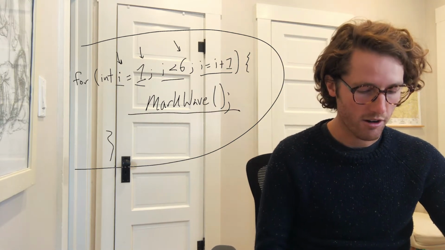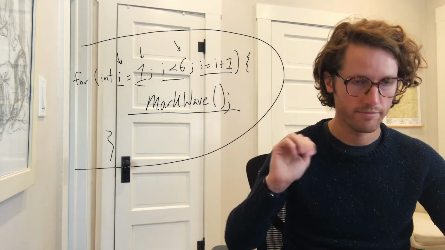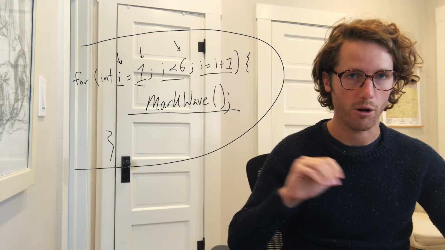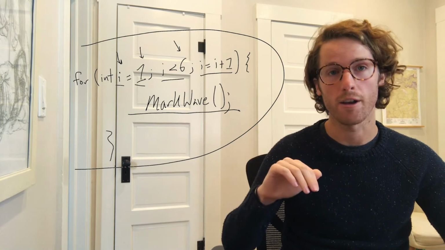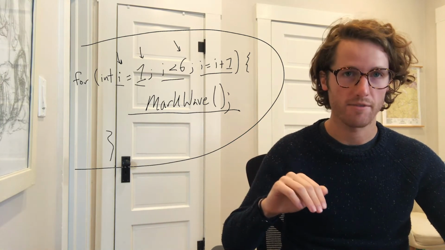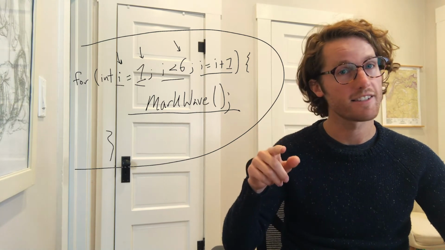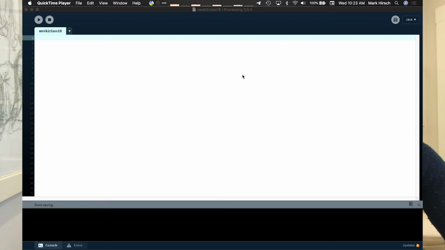So we start our loop, I is equal to 1, Mark waves. Now increase I by 1, I is now 2, Mark waves again. Now it's 3 times, Mark waves. Now it's 4 times, Mark waves. Now it's 5 times, Mark waves. Now it's 6, oh, that's not less than 6, so we're done. That is the for loop.